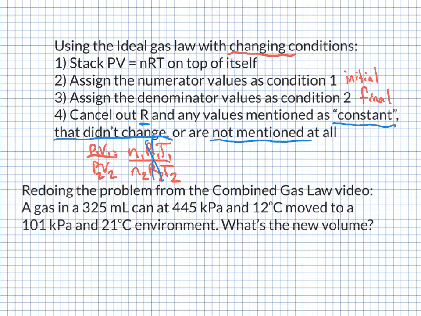So let's go back to the problem from the combined gas law video before and redo the problem in this method. Again, a gas in a 325 milliliter can, so that's a volume, at 445 kilopascals, that's a pressure, 12 degrees Celsius, that's a temperature, moved to a 101 kilopascal, that's a pressure, and 21 degree Celsius environment, that's a temperature. What's the new volume?